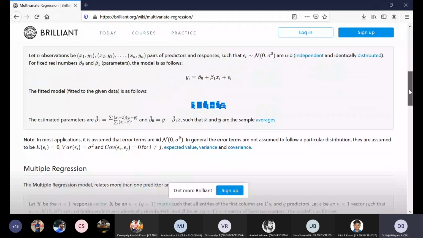In the normal distribution, what is given here is N of 0 comma sigma square, where sigma square is the variance. And we know how this can differ. We have definitely heard of it before. So those are the details. The next one is about multiple regression.